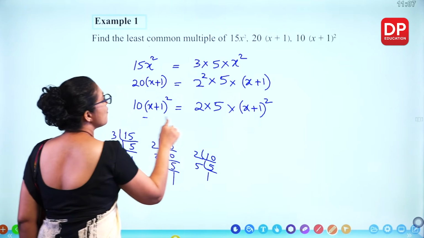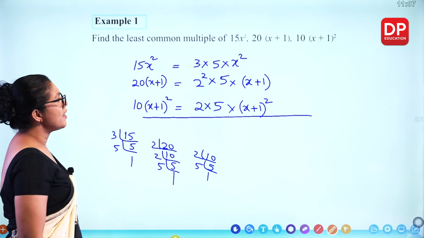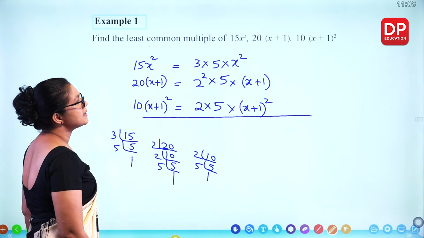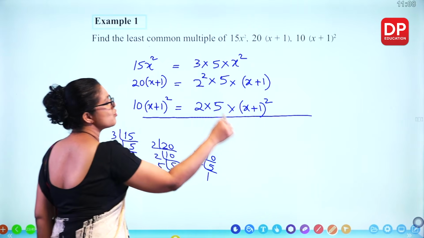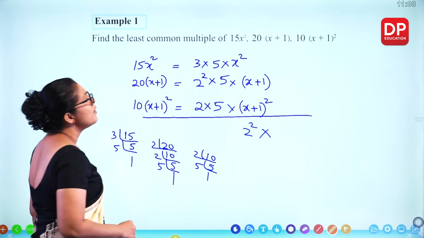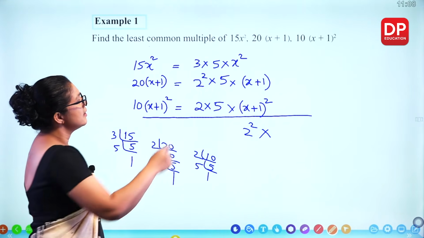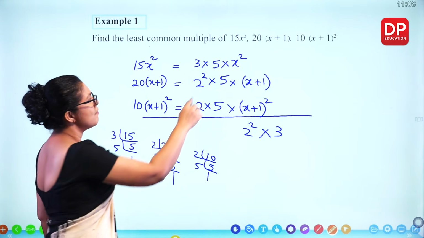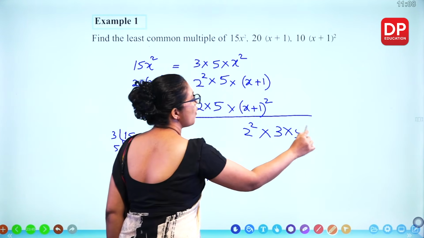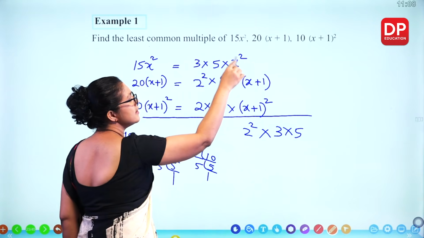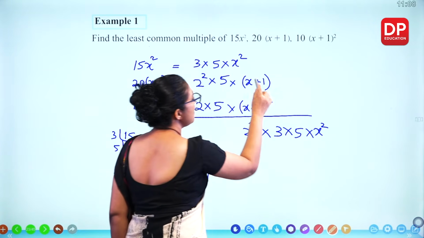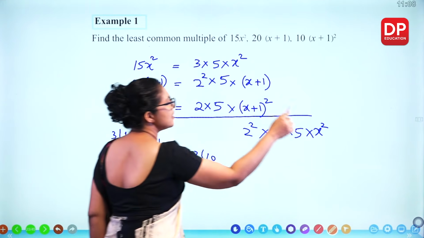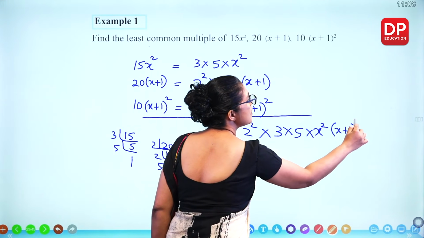Now we'll see what's the highest powers for each number. So when you look at power of 2, what's the highest power? I can see 2 to the power 2. When you look at 3, you get only power of 1. What about 5? 5 also power of 1. And here x squared, you get x squared term. And when you look at x plus 1 expression, what's the highest power? Power 2. So x plus 1 power 2 is there.